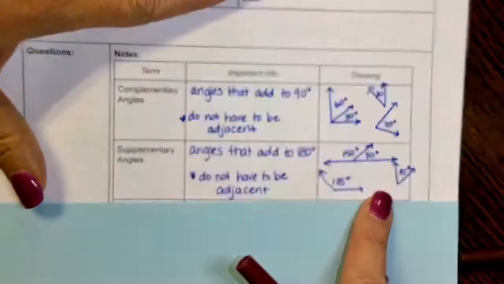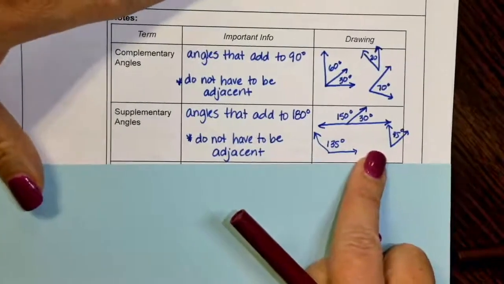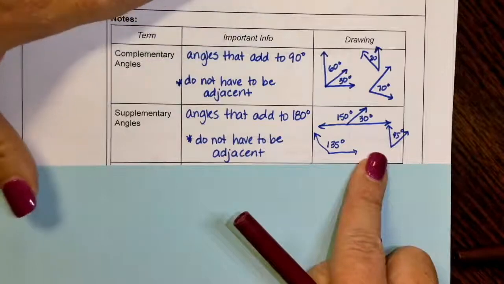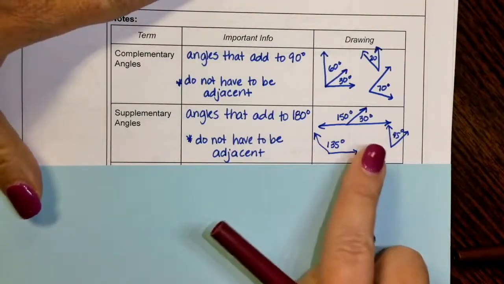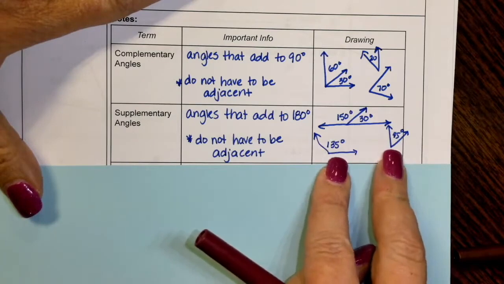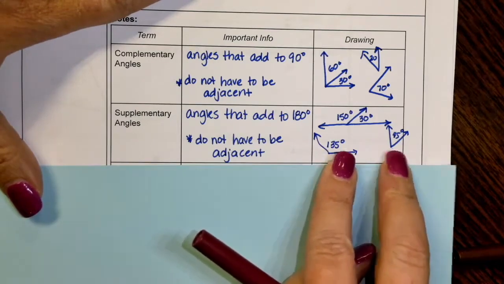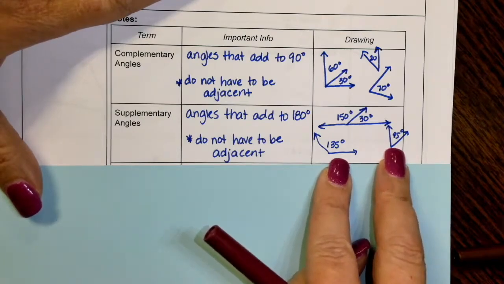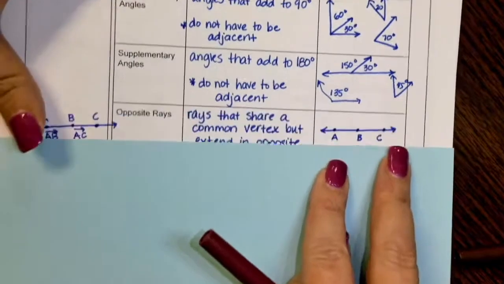Now, supplementary angles are angles that add to 180 degrees. Again, same as complementary angles, they don't have to be adjacent. So you can have these right here, they are adjacent and supplementary, and these are supplementary but not adjacent. So they can add to 180 degrees and not be adjacent. So that's the only requirement, that the angles add to 180 degrees.